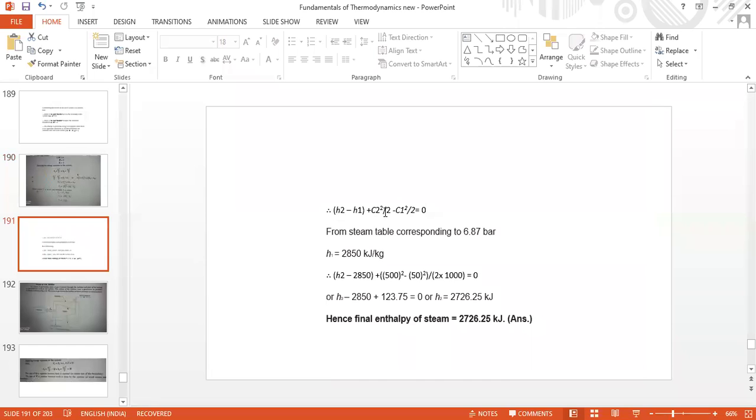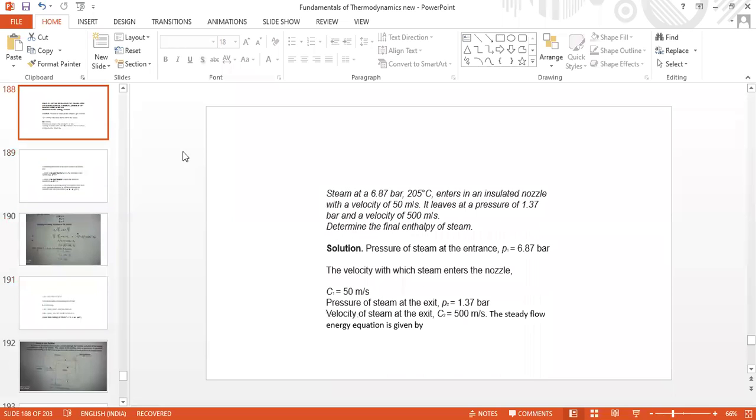H2 minus H1, rearranging the terms, we write from steam tables corresponding to the given pressure 6.87 bar, and of course the given temperature of 205 degree centigrade. So this is a superheated steam. The properties of superheated steam you will look up in the steam table. How, I will show you.